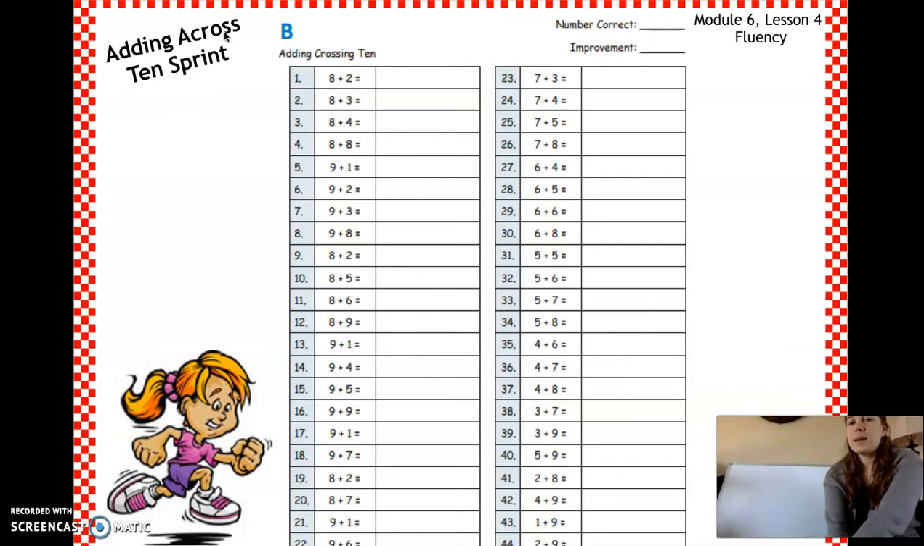Okay, here's part B. So remember, our goal for when we're doing our sprints is that we're going to get one more on part B than we do on part A. I know you're going to do amazing, so go ahead and start your 2-minute timer and get started. Good luck!